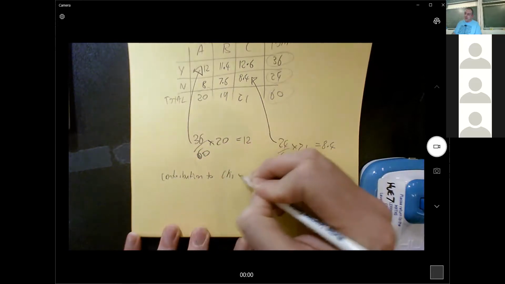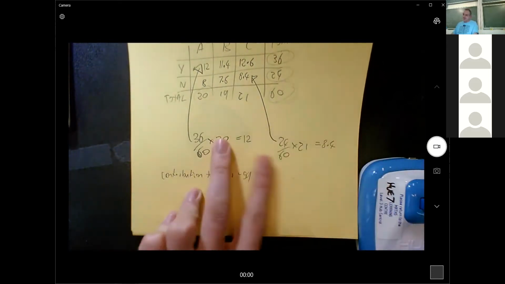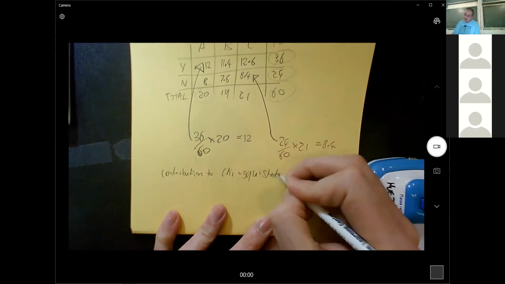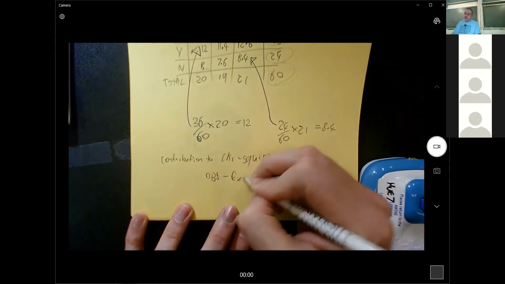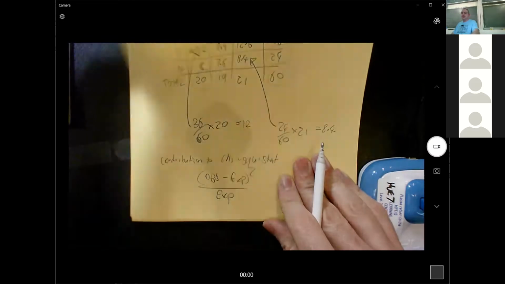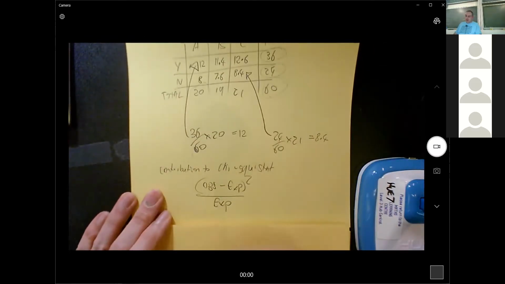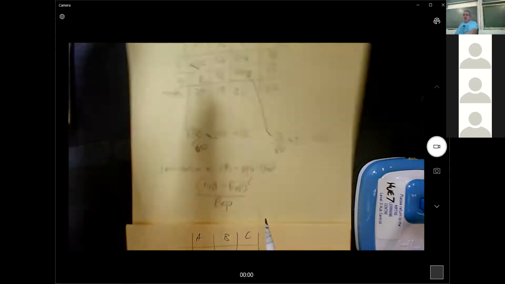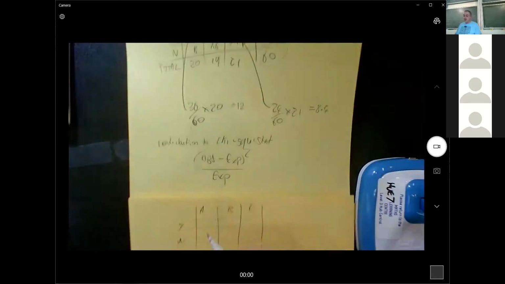So technically, we're supposed to do a brand new table. The contribution to the chi-squared statistic, which is observed minus expected squared divided by expected. Here we go. I don't need the totals anymore to do this. So I've got 5 minus 12 squared divided by 12. And that's what goes in this spot here.